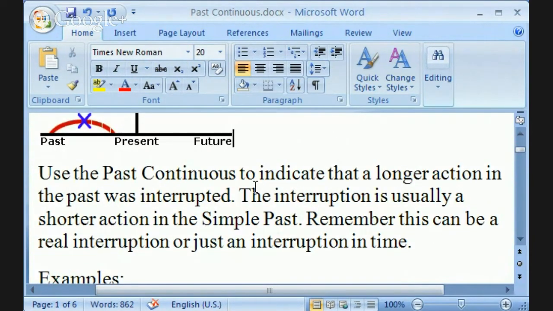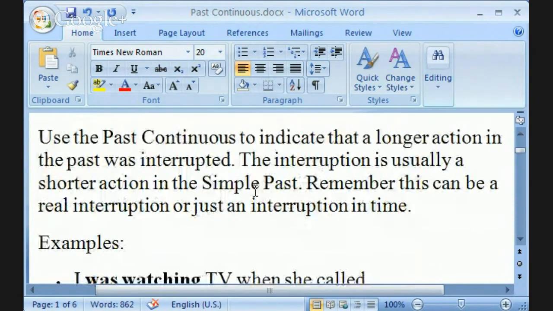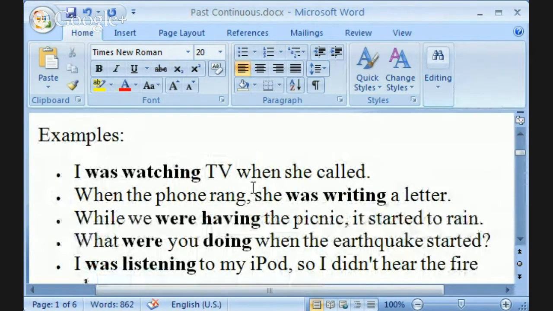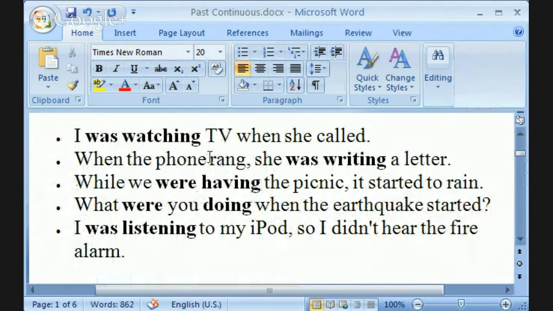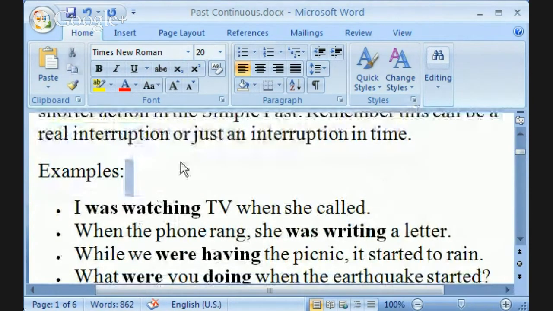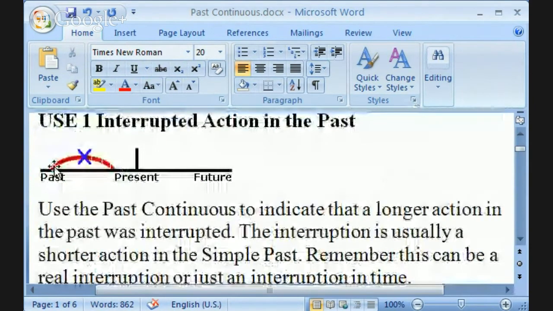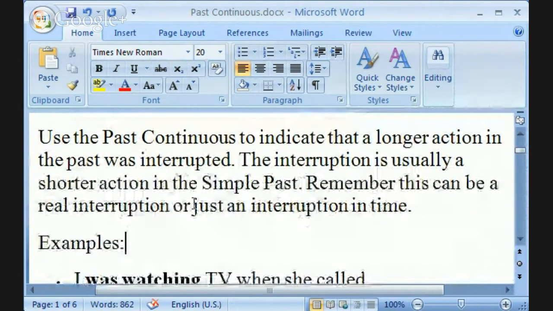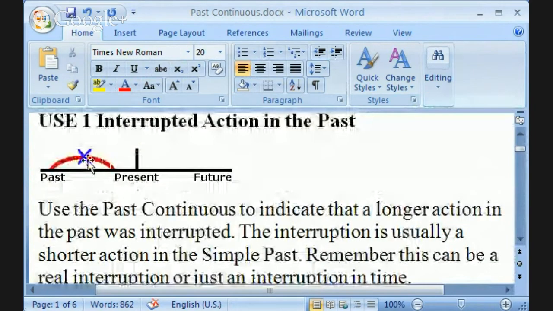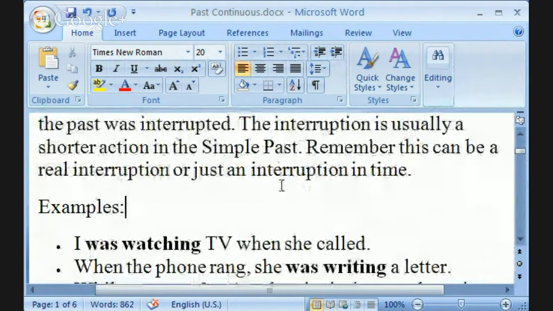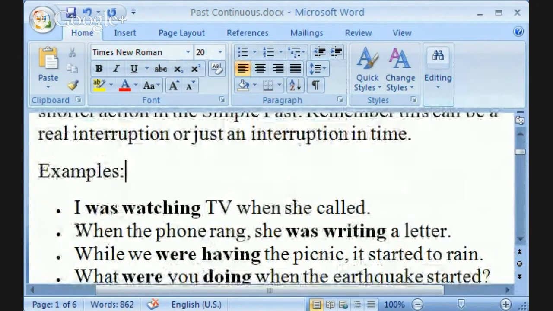If that red line continued to the present, we'd have to be talking about the perfect tenses. Okay. All right, let's see how this looks in example sentences. For example, I was watching TV when she called. Watching TV, the red line, something you do over a period of time. When she called, that purple X represents the phone ringing. Ring, ring. That's it. That's the idea.